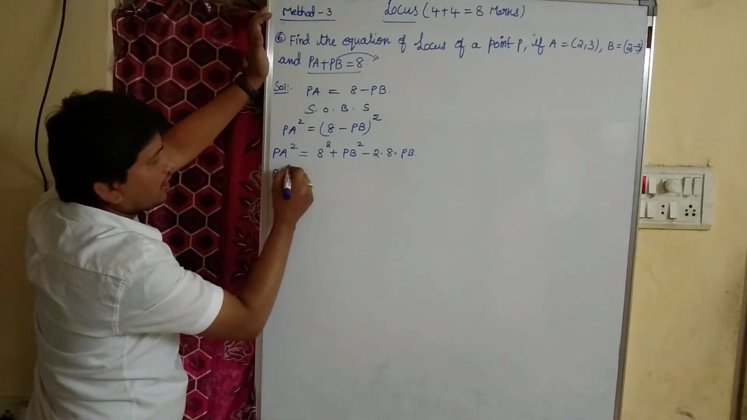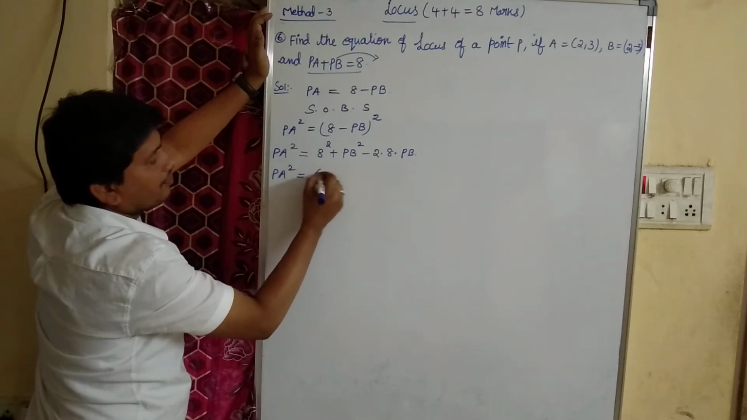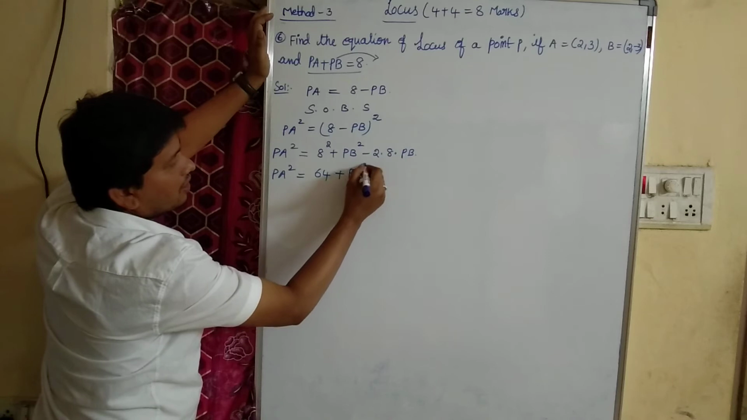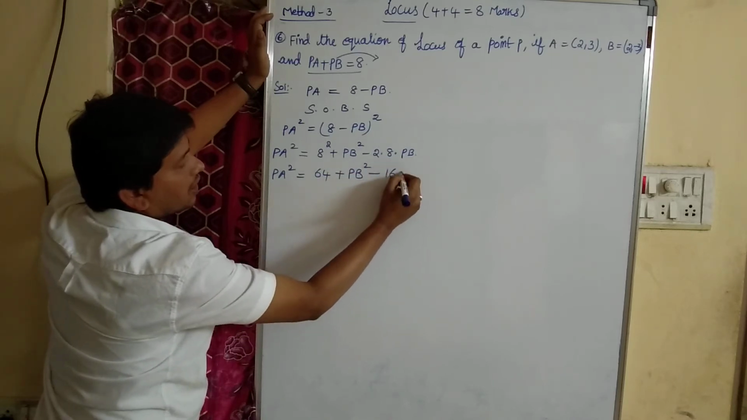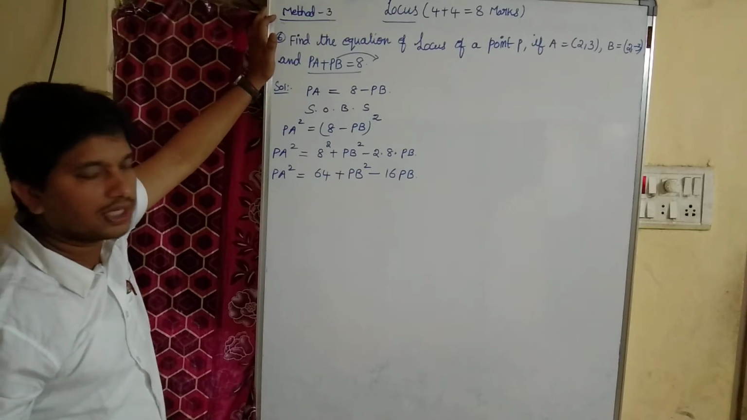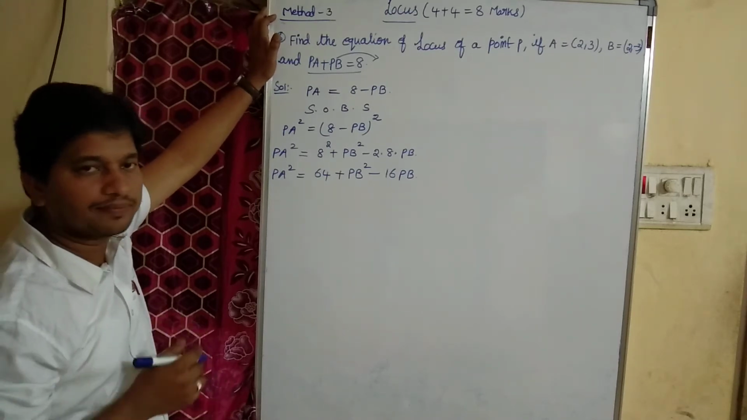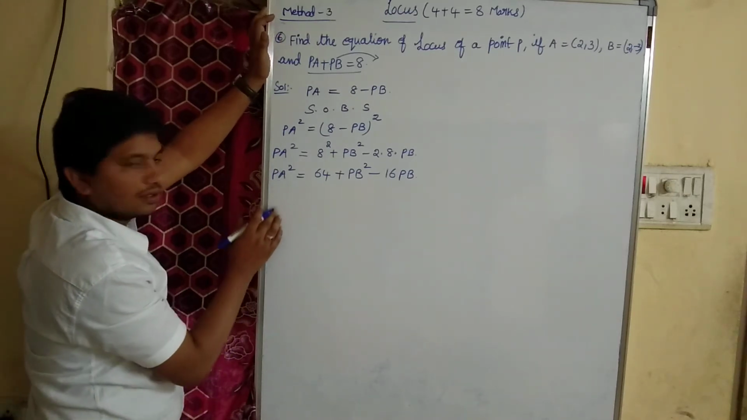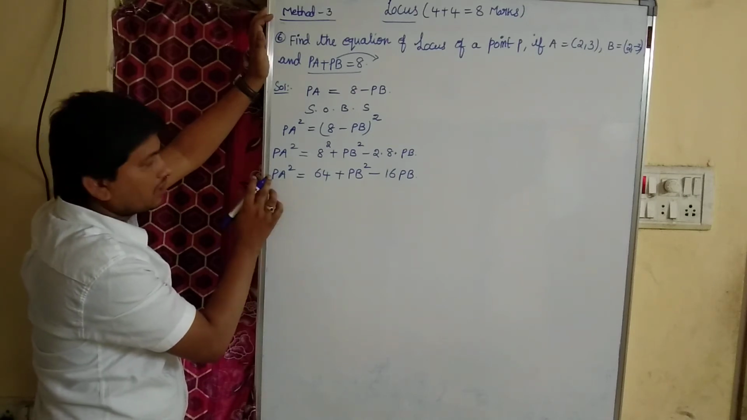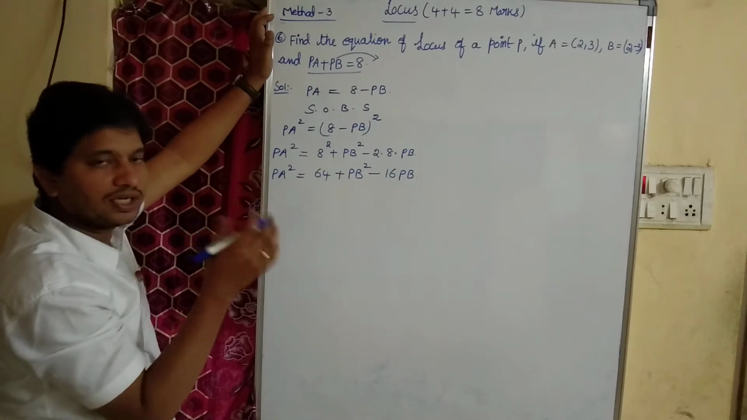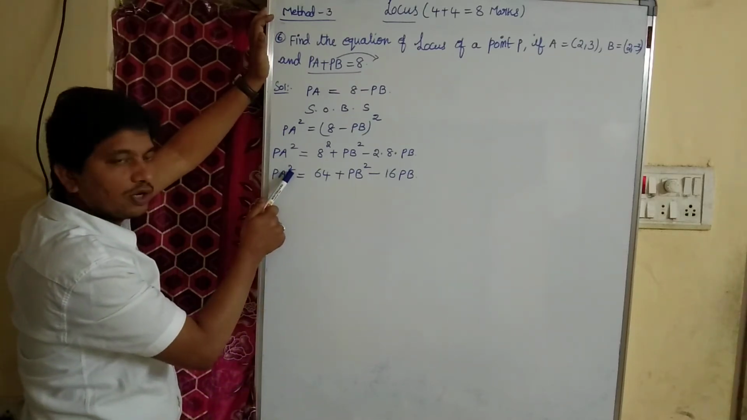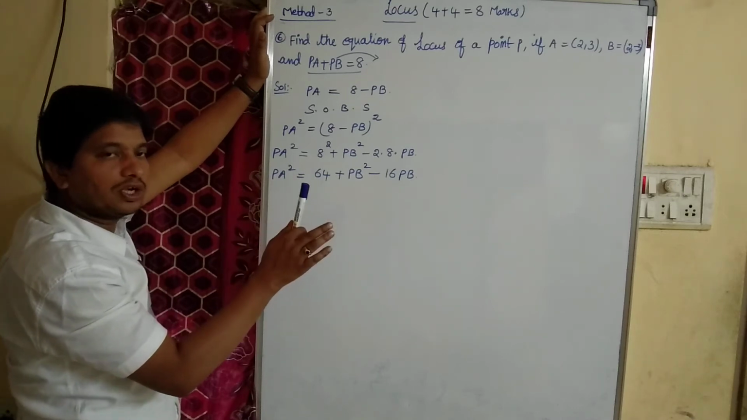So PA square equals 64 plus PB square minus 16 PB. Okay children, now let us see. PA is the distance between P and A, right? Distance between two points formula is root over, but already we have a square here, so there is no need of writing the root.